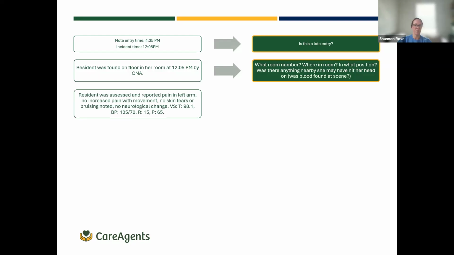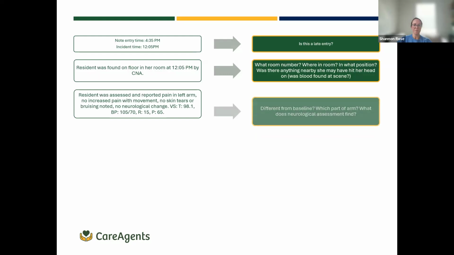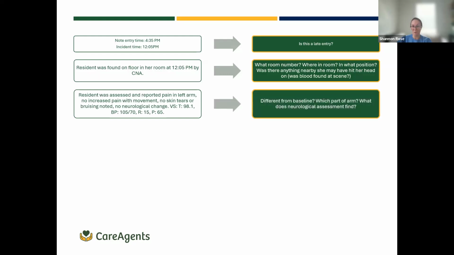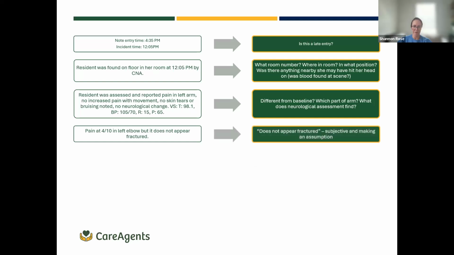"Resident was assessed and reported pain in left arm. No increased pain with movement, no skin tears or bruising noted, no neurological change." Was any of this different from her baseline? Which part of her arm does she have pain in? What does the neurological assessment find? "Pain is at 4 out of 10 in left elbow, but it does not appear fractured." Does not appear fractured is subjective, and it's making an assumption.